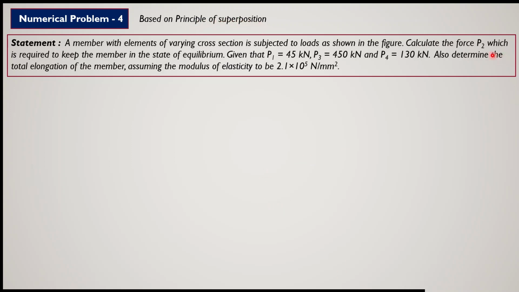Now problem number 4, that means numerical number 4, which is based on the principle of superposition. Let us go through the statement. First of all, a member with elements of varying cross section. So it is just similar to the previous problem. Preliminary information is subjected to load as shown in the figure. We will go through the figure.